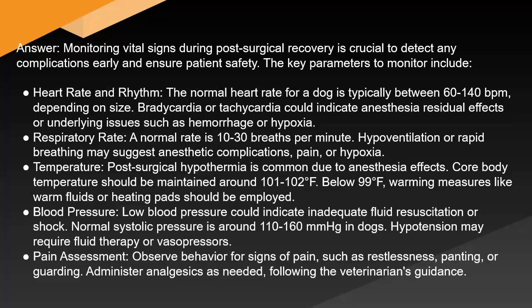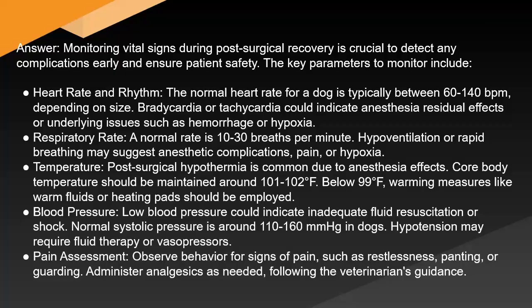Respiratory rate. A normal rate is 10 to 30 breaths per minute. Hypoventilation or rapid breathing may suggest anesthetic complications, pain, or hypoxia. Temperature. Post-surgical hypothermia is common due to anesthesia effects. Core body temperature should be maintained around 101 to 102 degrees Fahrenheit. If below 99, warming measures like warm fluids or heating pads should be employed.